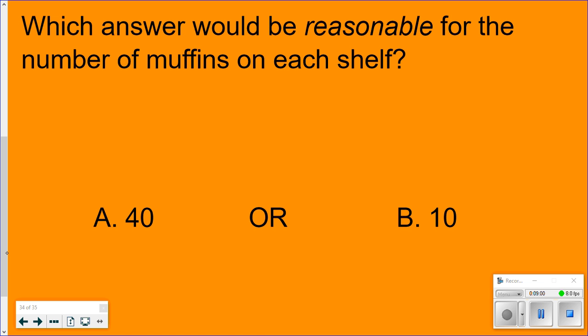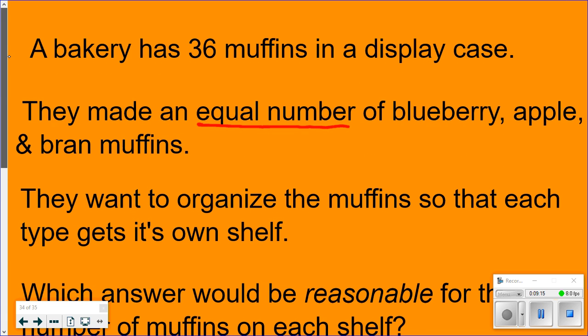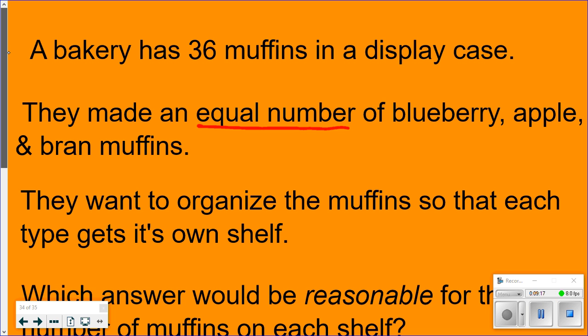Interesting. Arlen, what do you think? It would be 10 because you only have 36 and that is less than 40. So you would have a negative number. Yeah, okay, so if we look at how many muffins I had to start, I only had 36.